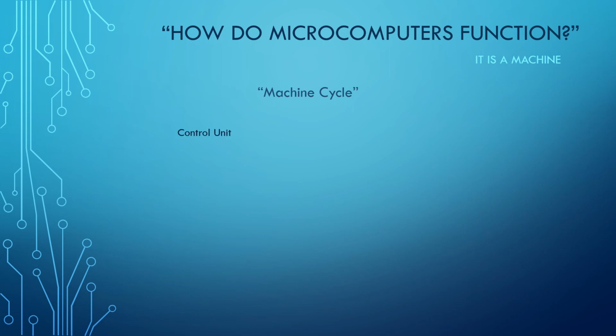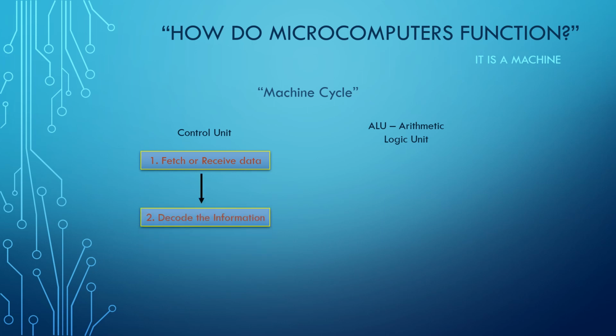And on the input side, you have the control unit. This is the unit that receives the information and decides what needs to happen with that information. It then transfers the data to the ALU, which is the arithmetic logic unit. This is where functions are executed and other operations are performed. So again, the control unit is going to fetch or receive the data. It is then going to decode or process the information. It is then going to send that information over to the ALU where it executes any function.